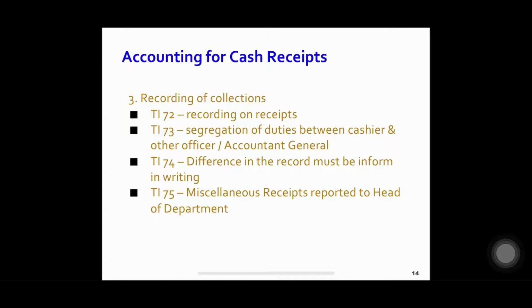But currently, as you can see, the majority of public sector organizations are using a computerized accounting system to record all the transactions, the bookkeeping, and the recording.